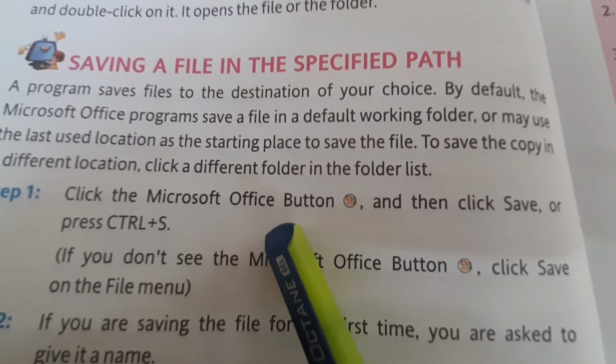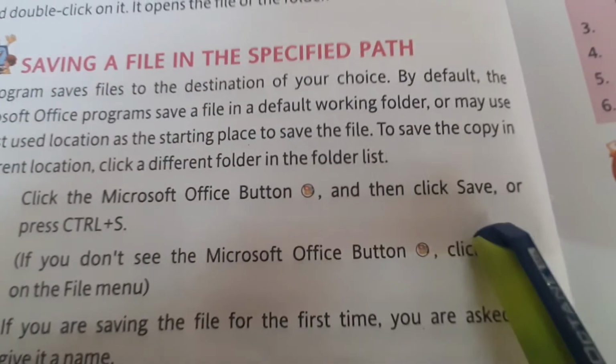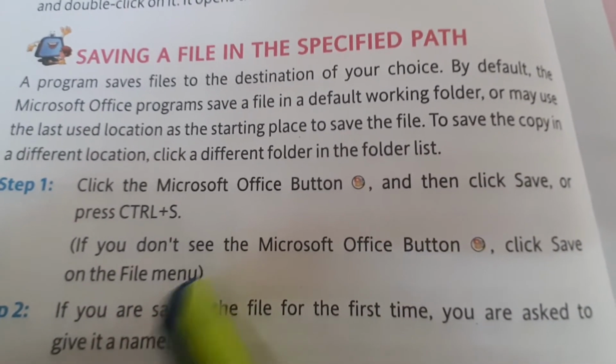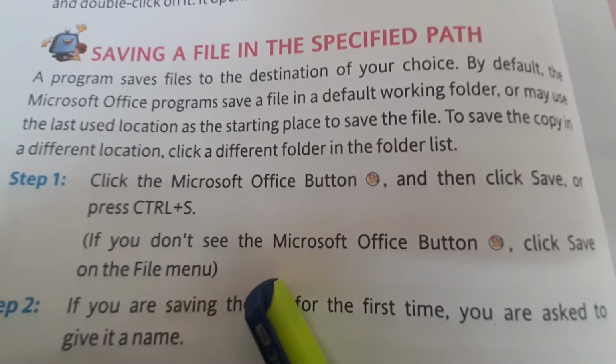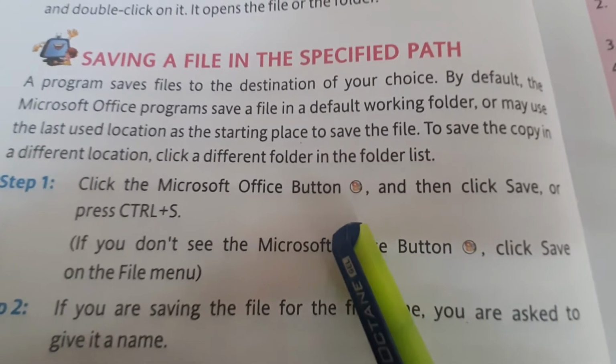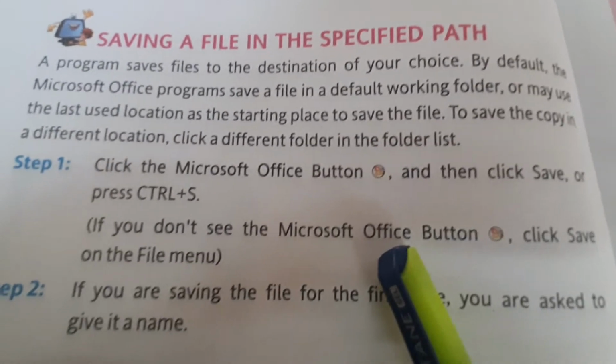Step 1. Click the Microsoft Office button and then click Save, or Ctrl+S. If you don't see the Microsoft Office button, click Save on the File menu. It means you can choose either of these options.